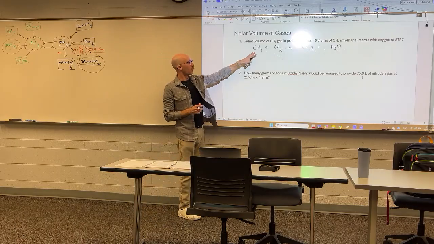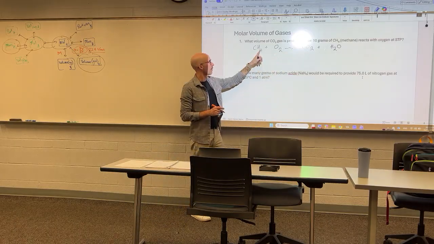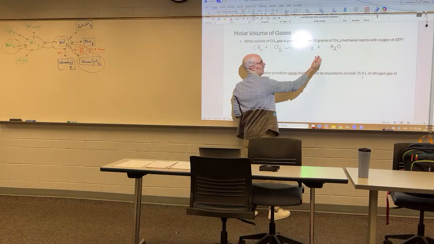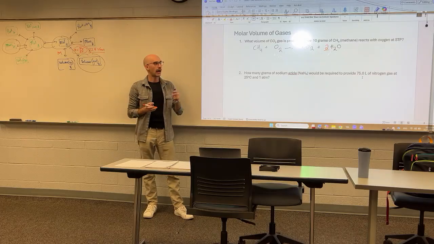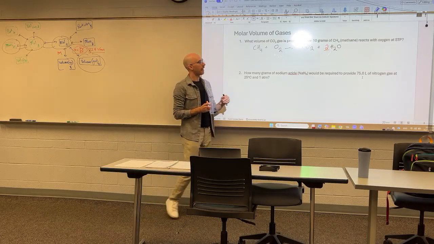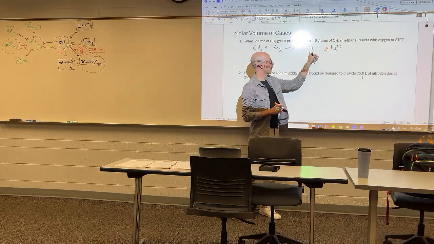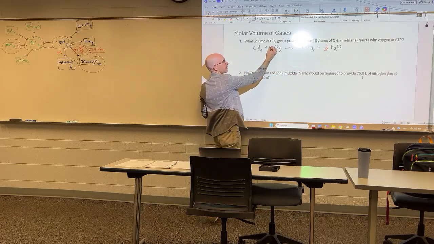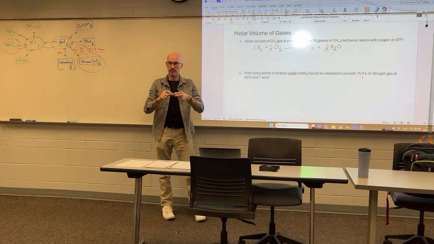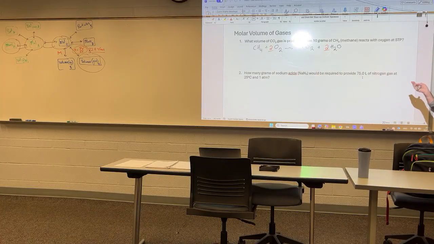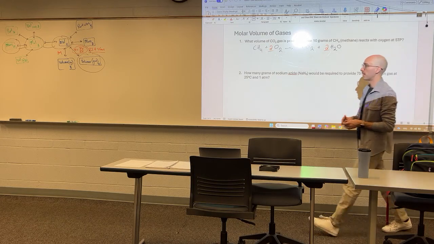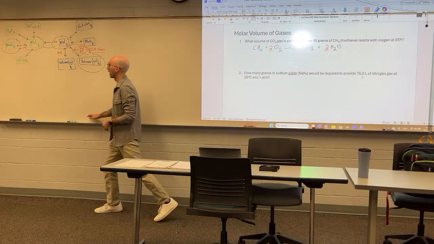faster. 1 carbon on the left, 1 carbon on the right, 4 hydrogens on the left. I need a coefficient 2 in front of water to get 4 hydrogens on the right. That gives me 4 oxygens on the right, only 2 oxygens on the left. So a coefficient 2 in front of oxygen. Turns out the coefficients I added didn't even change carbon dioxide or methane, but I had to do it just to be sure. All right, now we set up a dimensional analysis.